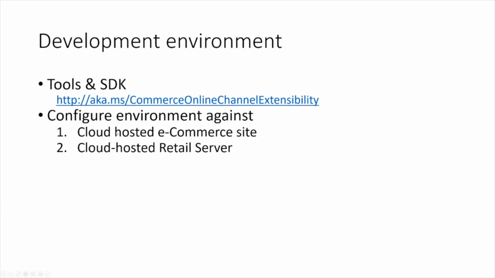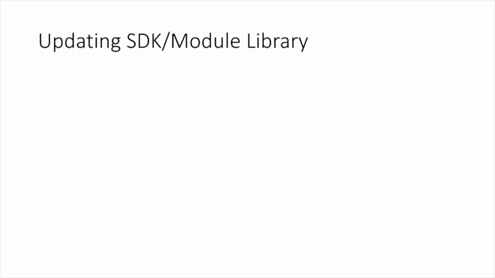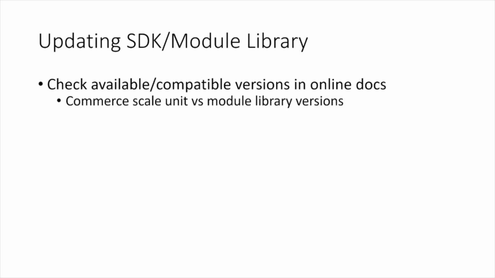So I've shown you how to configure your cloud-hosted e-commerce site and the retail server. I haven't shown you the retail server one in action yet, but that's something I'll show you coming up. Okay, now I want to show you how to update the SDK and module library. We have regular releases where we release things like new modules and updates to our existing modules. It might be bug fixes, and so you'll want to occasionally grab those new features. It is a pull model with our SDK and our SSK. So I'm going to show you how to do that.